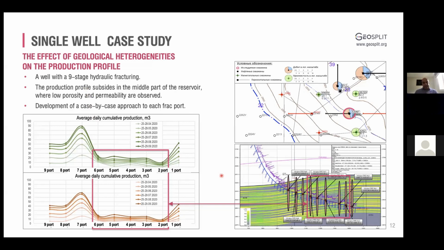So when the client started putting the well on production, we could quickly see that the middle section of the well is not contributing to production. And immediately this is an insight for the client to use this data in subsequent future wells that are also horizontally drilled and fractured. So the client decided to change the frac spacing, avoiding the low porosity and permeability zones, i.e. saving the operating costs during the fracturing operations.